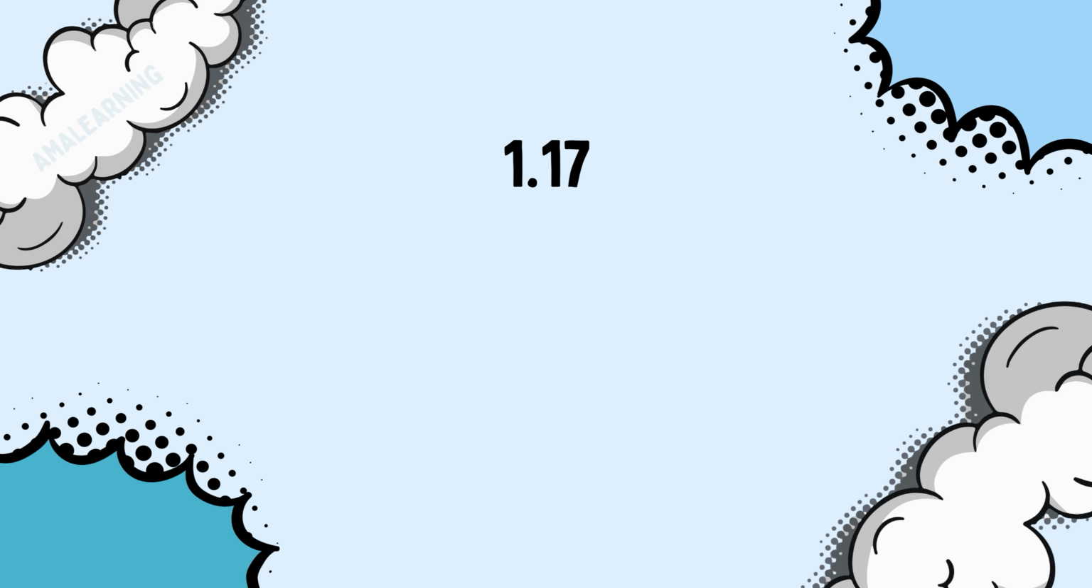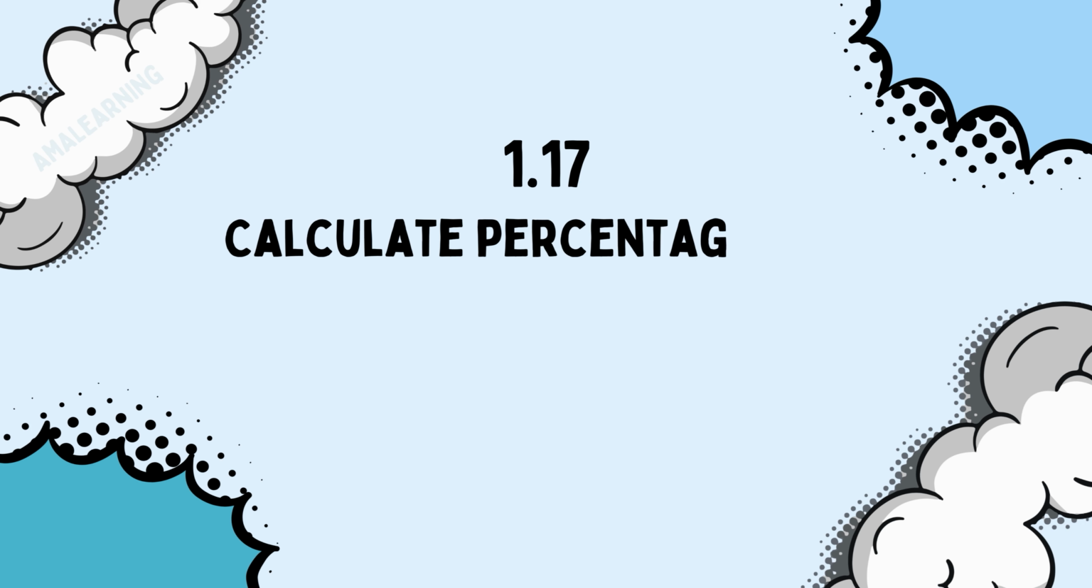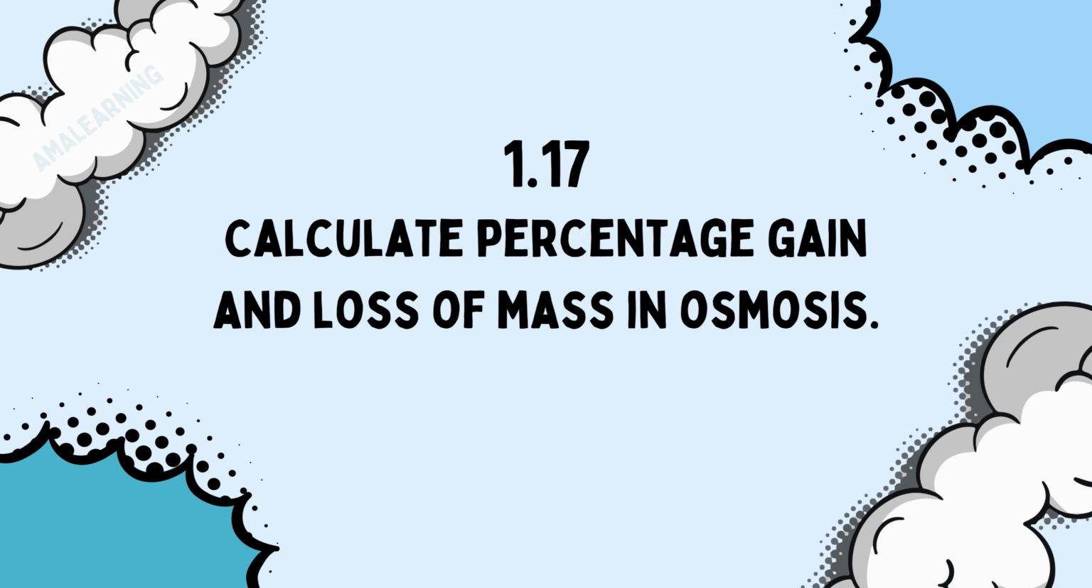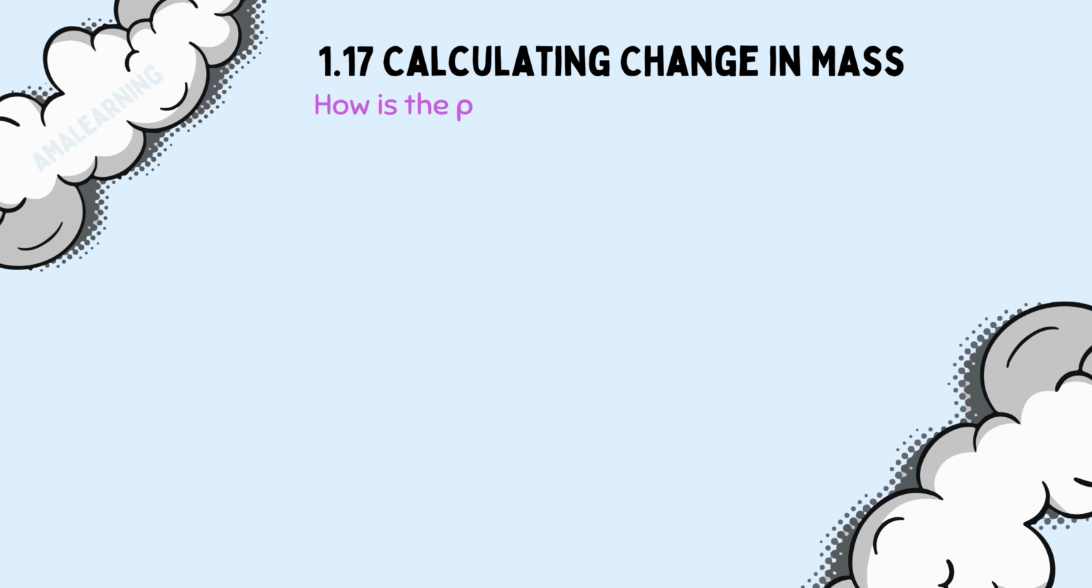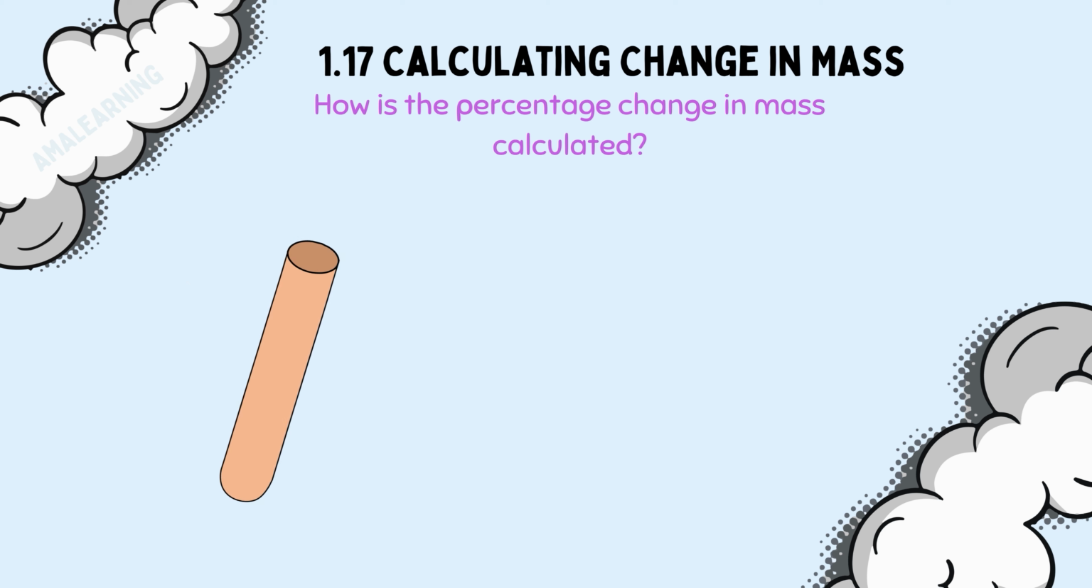Specification 0.1.17. Calculate percentage gain and loss of mass in osmosis. The percentage change in mass is calculated in the following manner.